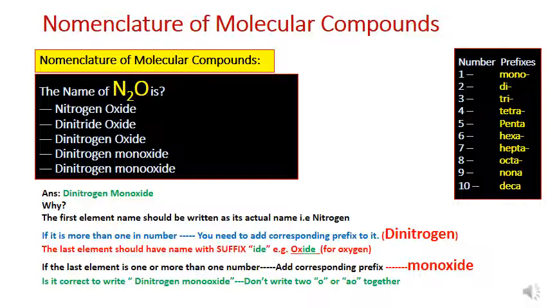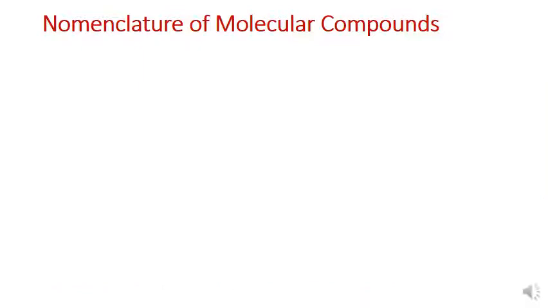If you look at the slide here, now we have CO2. What is the name of it? We have one carbon with two oxygen. The first element, carbon, is only one, so we don't need to write monocarbon. Just write carbon. The other element is oxygen, but because it is on the right side, we write oxide. How many? 2. So the prefix di is used, dioxide. So carbon dioxide is the name.